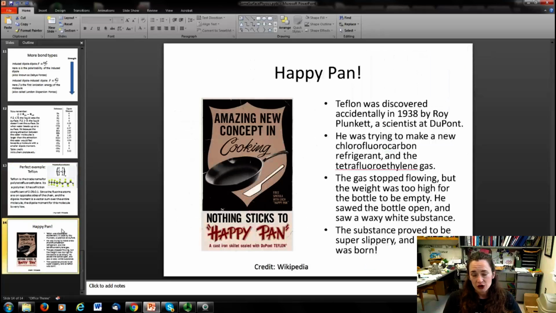So you might be familiar with a lot of the applications for this stuff. Happy Pan, as it's shown here in an advertisement from the 1960s. This substance, Teflon, was accidentally discovered in 1938 by Roy Plunkett, who was a scientist at DuPont. He was trying to make a new chlorofluorocarbon refrigerant, and he was using tetrafluoroethylene gas to do that. But during his experiment, the tetrafluoroethylene gas stopped flowing, and the weight of the bottle was too high for the bottle to be empty. So he got curious, and he saw the bottle open, and he saw this waxy white substance on the inside. When he tested the substance, it proved to be really super slippery, and Teflon was born.